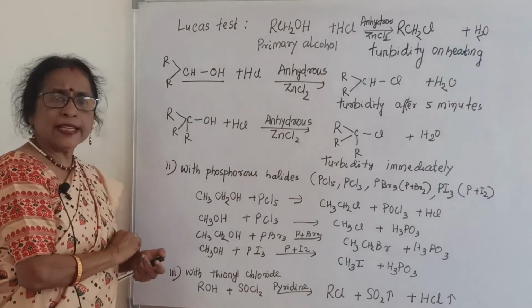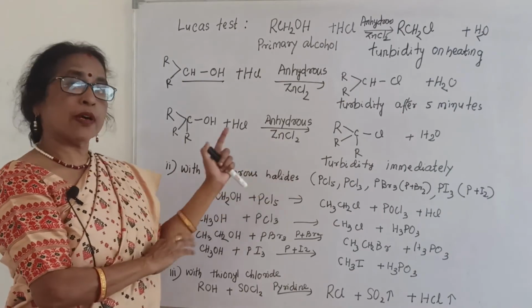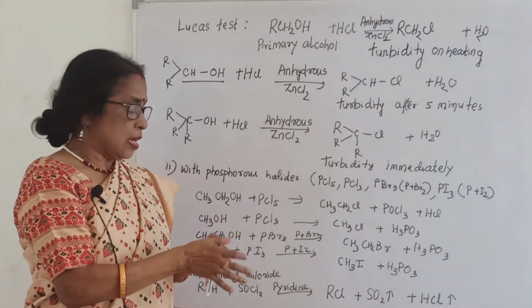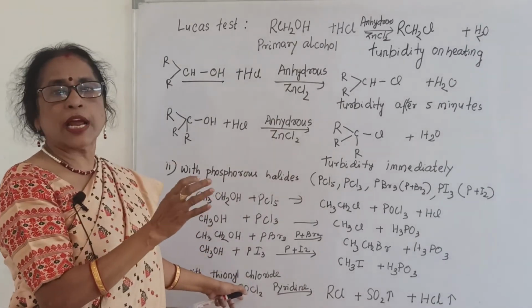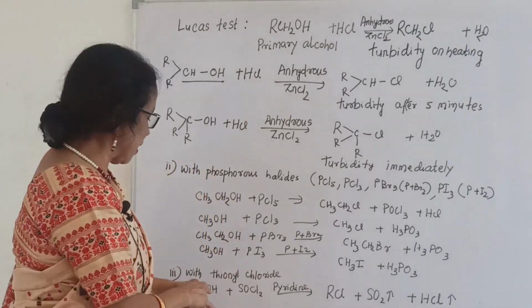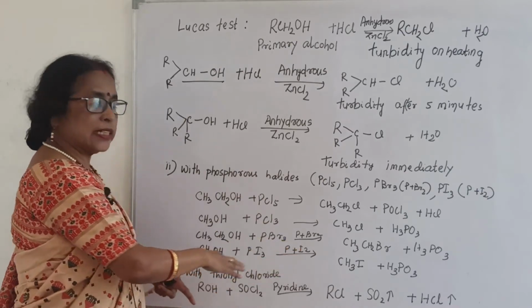Similarly, point 3, with thionyl chloride. See, this is one type of chloride of phosphorus only, and here is one type of chloride related to sulfur, and that is called thionyl chloride, SOCl2. But here pyridine is used. Then what happened? Here also haloalkane is produced, and now what is the byproduct?